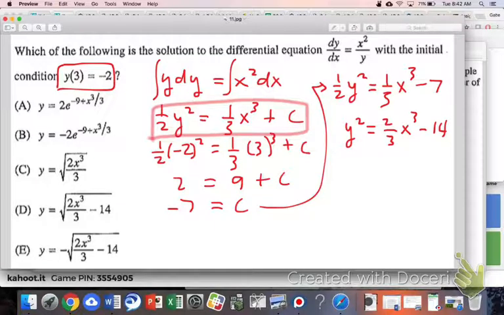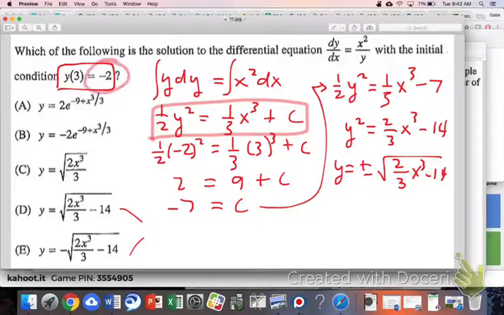So maybe at this point you know that it's either going to be d or e. So y equals plus or minus square root 2/3 x cubed minus 14. How do you decide on the plus or the minus? Because that's going to be the deciding factor. Initial condition? Yeah. You look at your initial condition's y value, and that's -2. So you pick the negative out of the plus or minus. That's why you go with E.